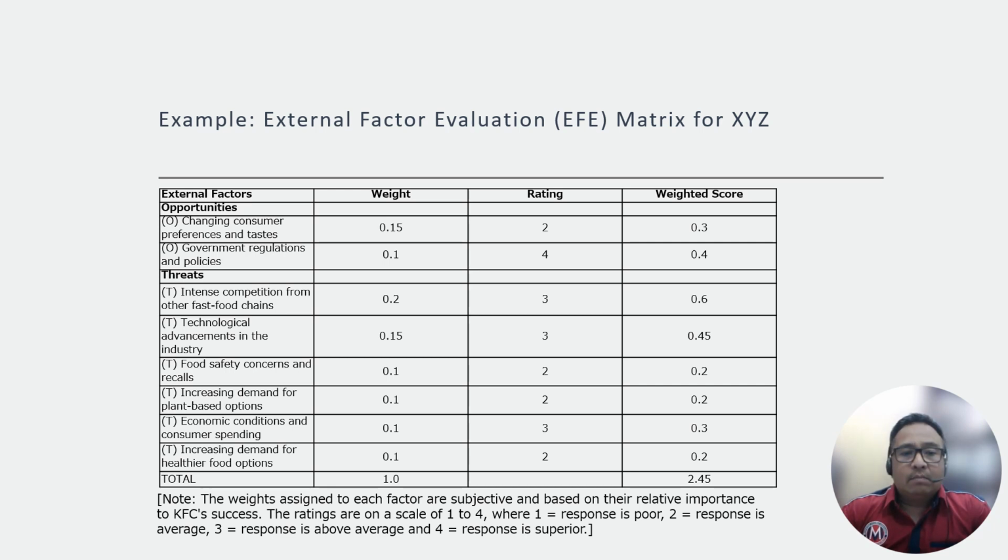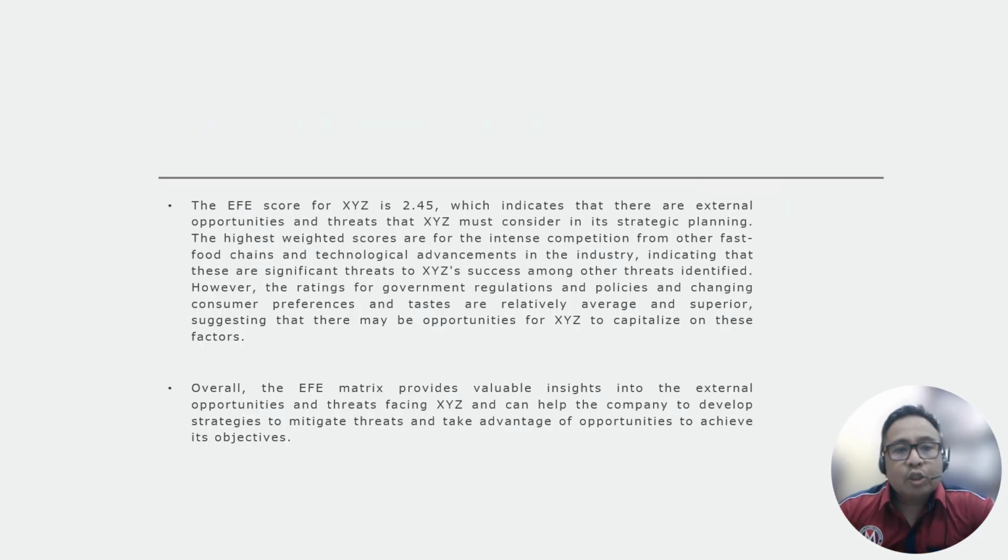The total weighted score is calculated as 2.45, representing the overall assessment of the external factors based on the given weights and ratings. This value helps in evaluating the impact of these factors on the organization's strategies and decision-making process. The EFE score of XYZ is 2.45, indicating the presence of external opportunities and threats that XYZ needs to address in its strategic planning.